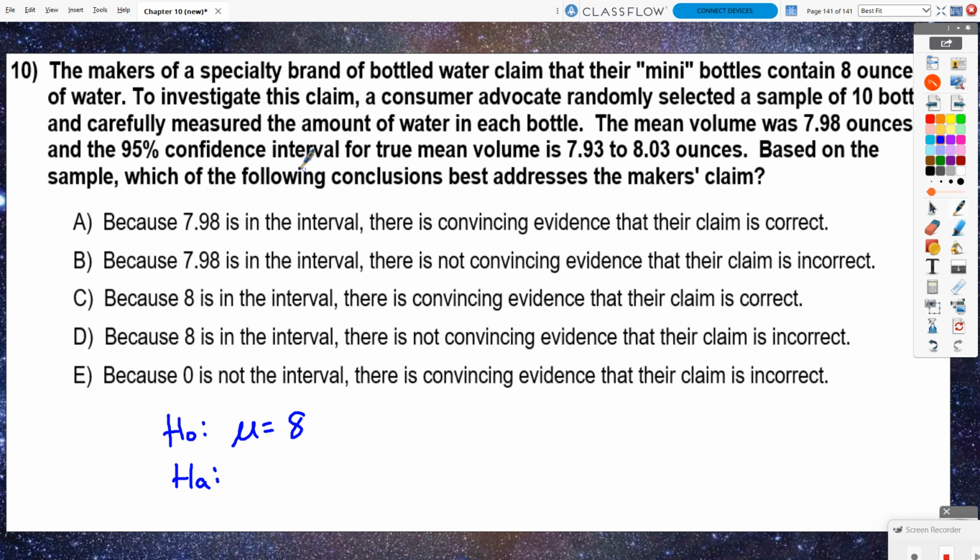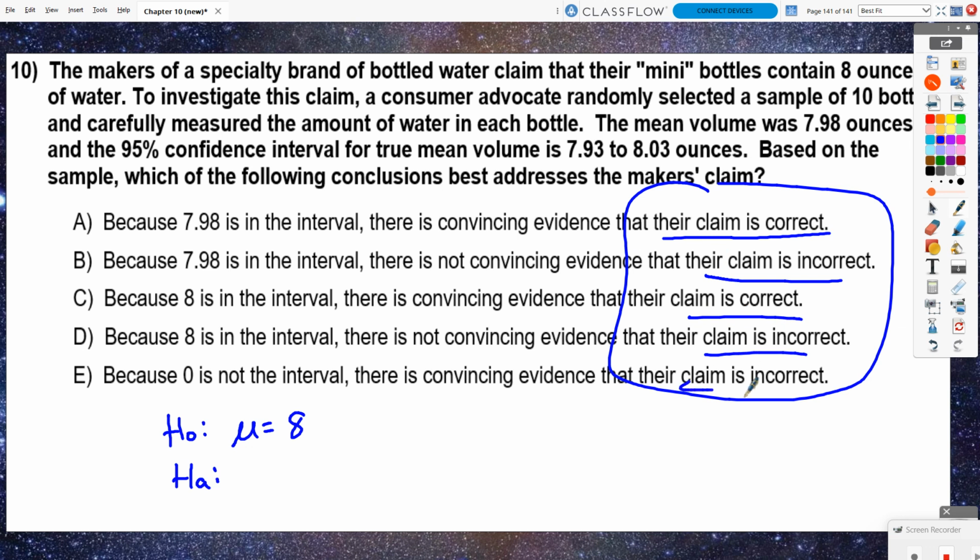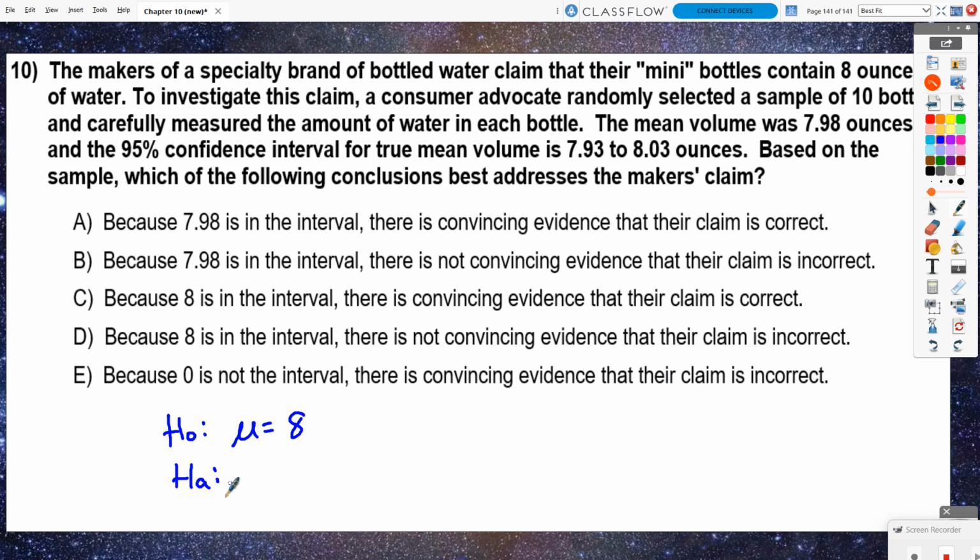They didn't really specify that they thought maybe it was going to be smaller than 8 ounces, but I get the feeling that's what they were kind of going for. But if I look at my answer choices here at the end, they're just saying their claim is correct, incorrect, correct, incorrect, incorrect. So since they didn't specify which direction, I guess we should say for the alternate that it's two-sided. Plus, a confidence interval really only works great with a hypothesis test if it is, in fact, two-sided. So I think we're making the right decision here, that it should be a not equal to for the alternate hypothesis. Now, the confidence interval they came up with was 7.93 to 8.03.